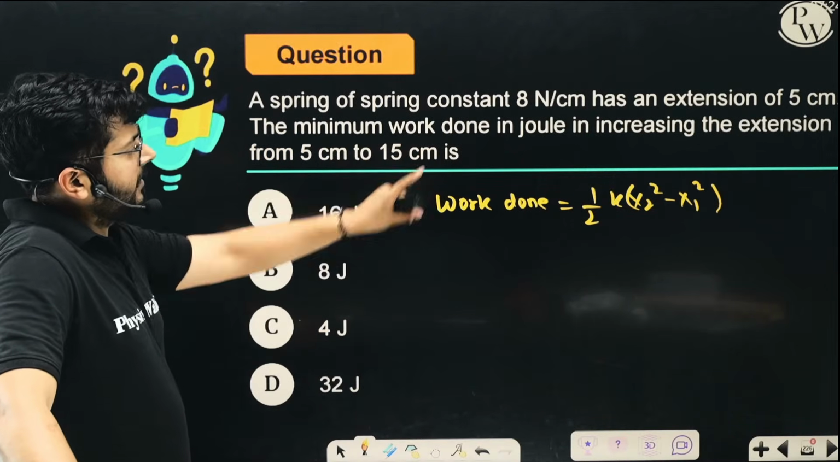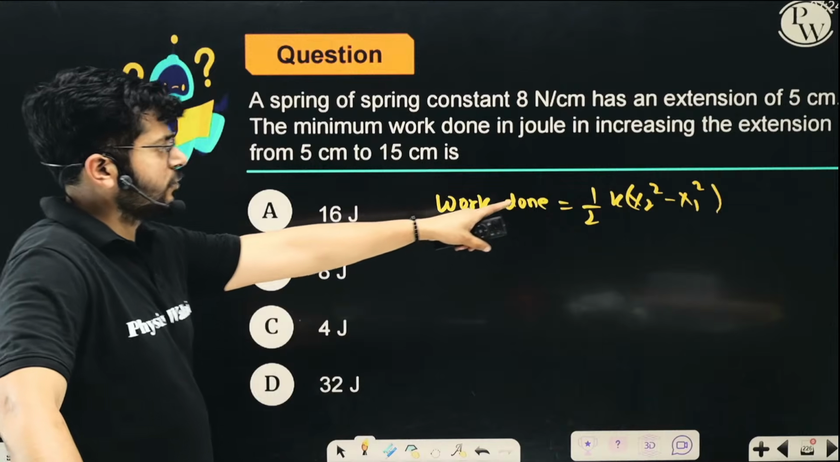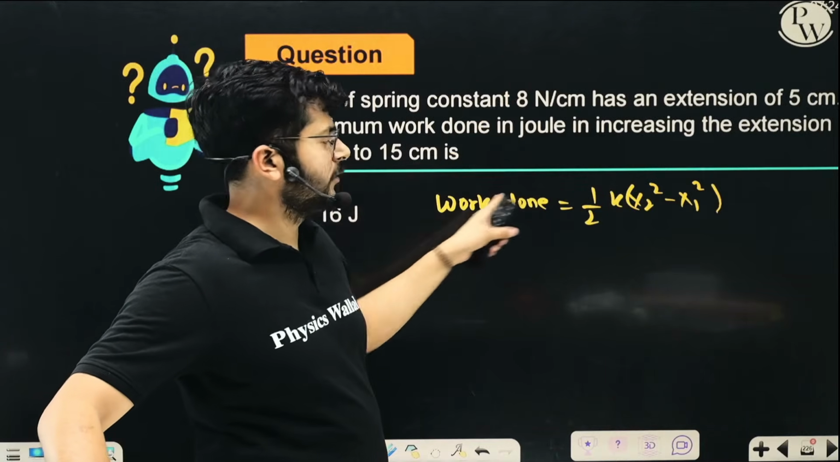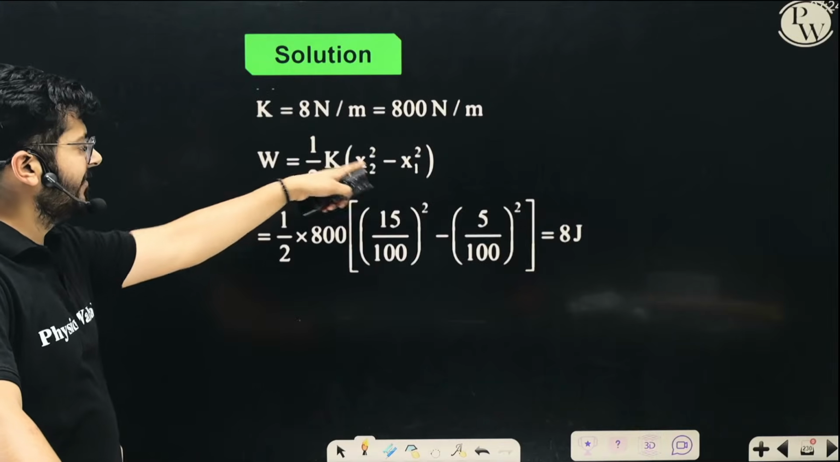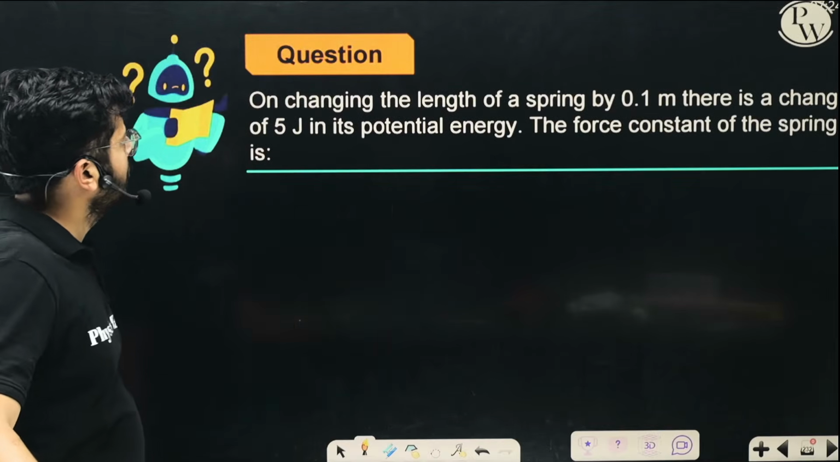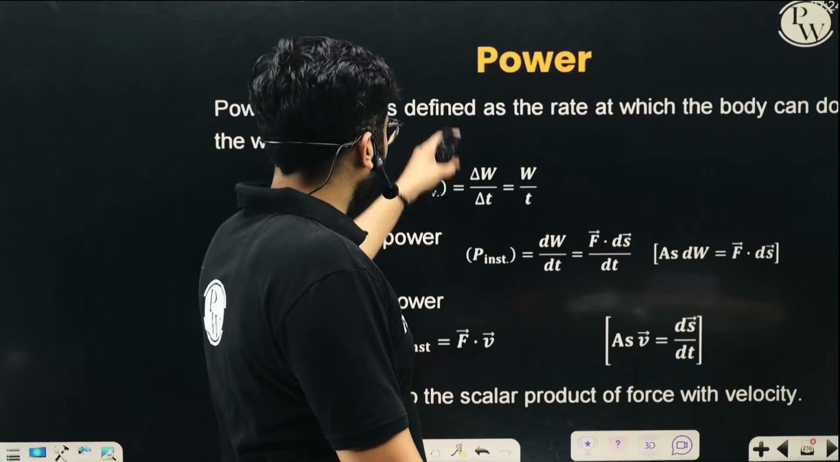So the minimum work done is required in this situation. So x2 is given, x1 is given, and k is given. You can simply calculate the work done. Just put the values and get the answer. So yeah, simple numerical. Now let's talk about the power.